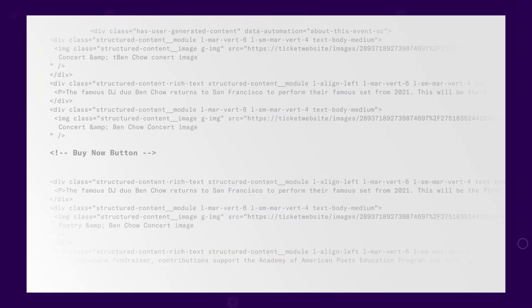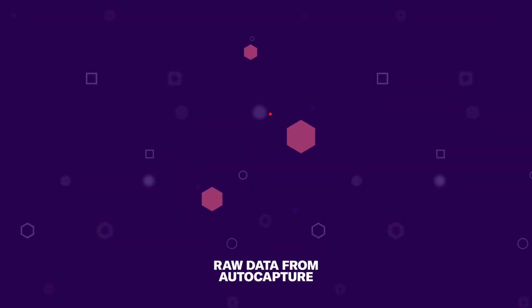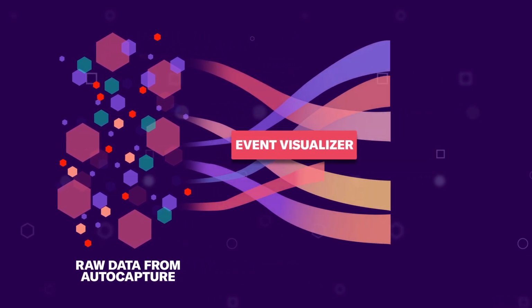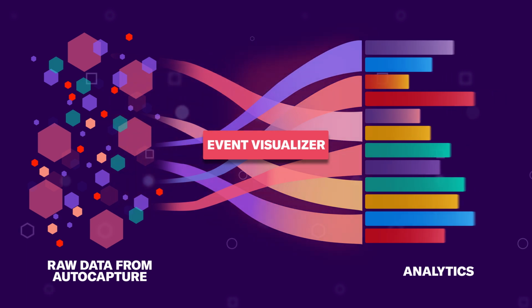Here's why. In other tools, you have to name an event before you can track it. That name can't be changed. With Heap, your dataset stays complete and clean. Using Event Visualizer doesn't change anything about your dataset. It just sits on top of your data, giving you endless ways to organize it.